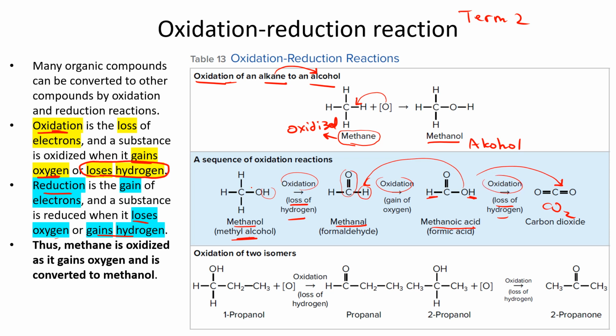3 oxidations. From alcohol, we start by losing hydrogen, gain oxygen, lose hydrogen. And this is a sequence of oxidation reactions, okay?